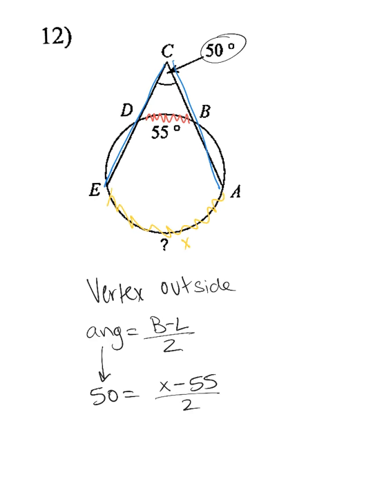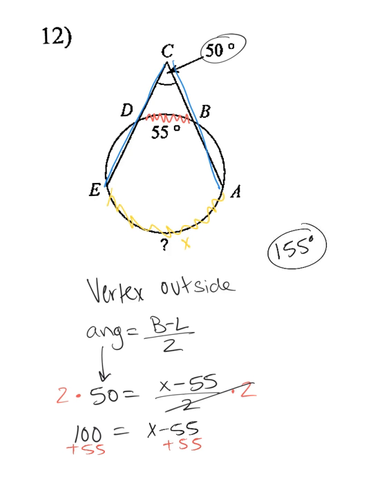So see how I just filled in the formula here? Now, I want to solve for x. So the first thing I'm going to try to get rid of is this divide by 2. So the opposite of divide by 2 would be times by 2. So if I times by 2 on both sides, I would then have 100 equals, these 2's cross out on the right. They cancel each other out. So 100 equals x minus 55. So then to finish, I would just add 55 to both sides, and I'd have that x equals 155 degrees.